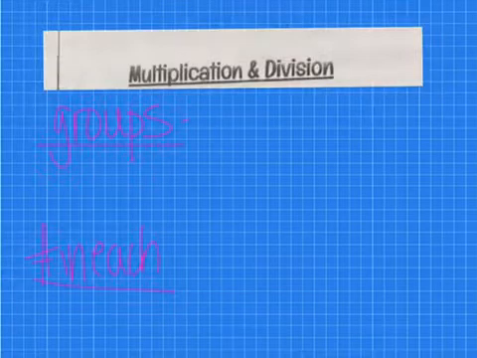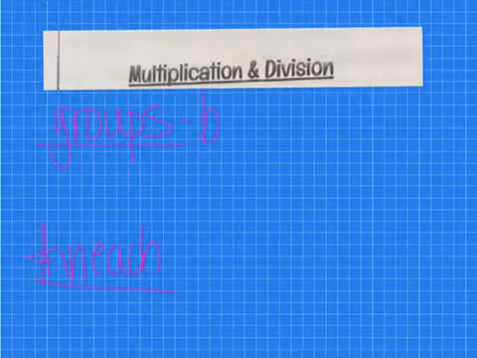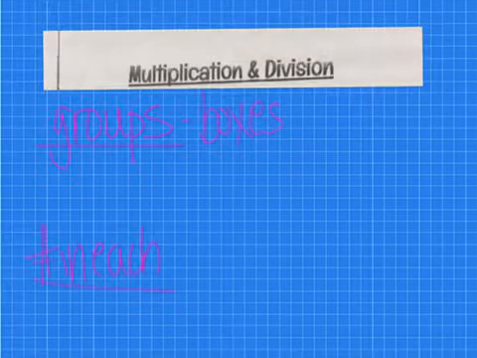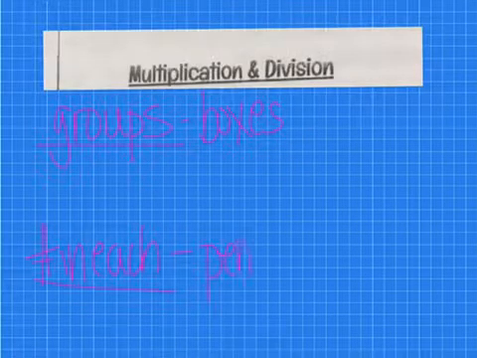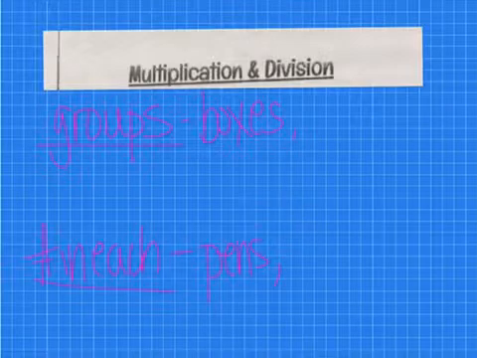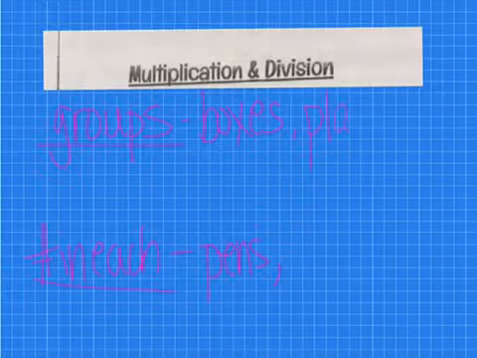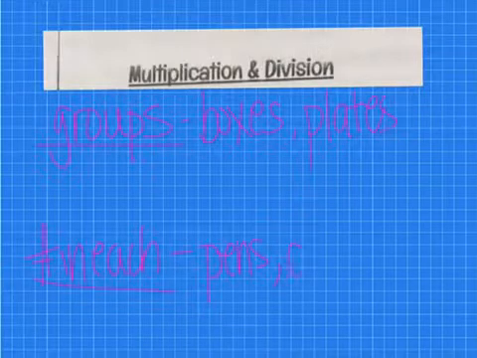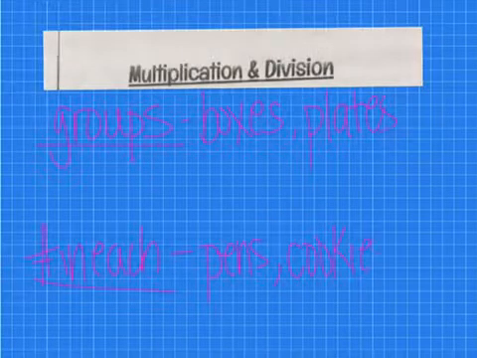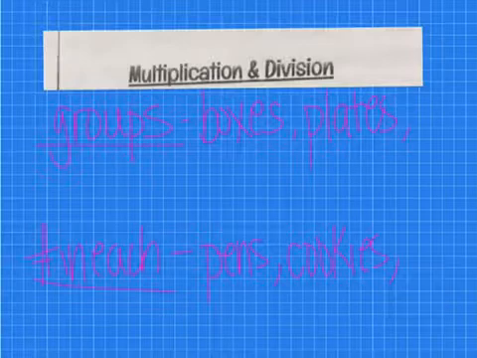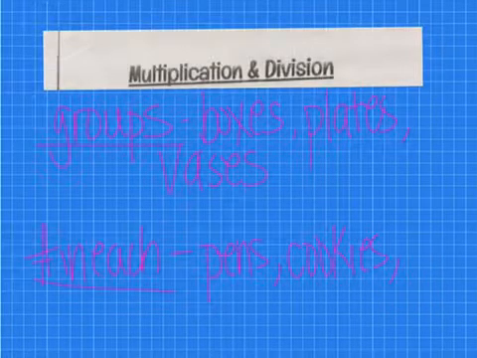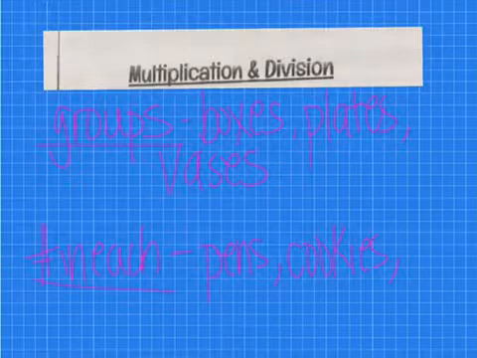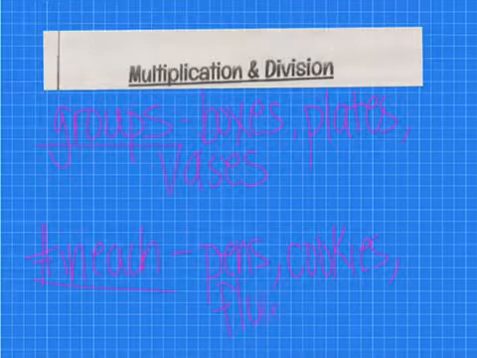So let's say, for example, if your group is boxes, then the number in each group could be the pens in those boxes. Let's say you have plates as your groups. Well, on top of your plates, you could have cookies. Cookies would be the number in each group. Let's say you have vases. Well, the number in each vase would be your flowers.